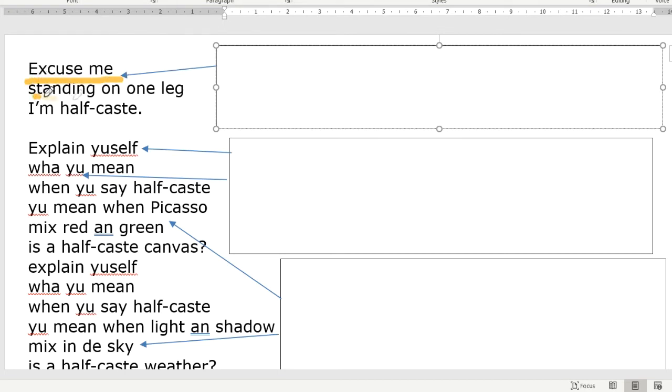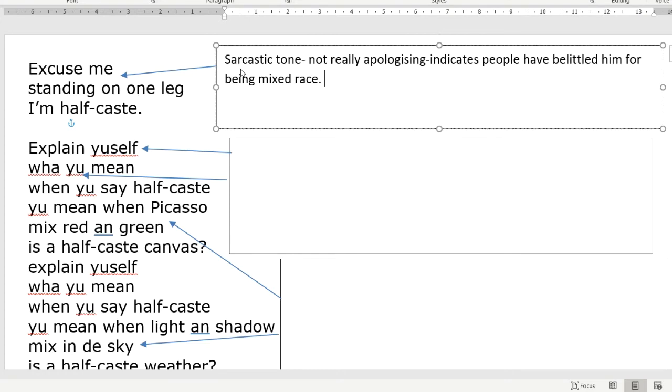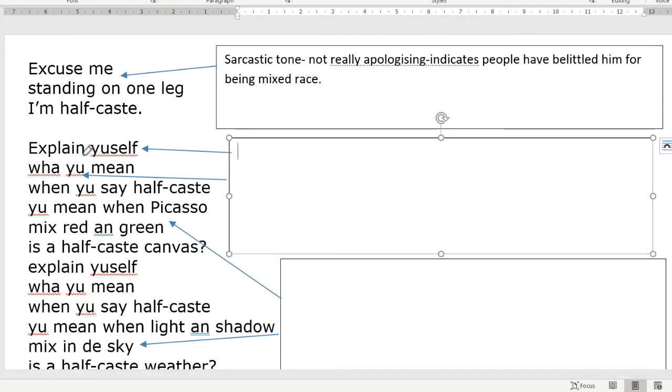So first off, "excuse me standing on one leg, I'm half caste." Here we have a use of a sarcastic tone because John Agard is not really apologising here. He's just indicating that people have belittled him for being mixed race, and so he's sort of throwing that back in their faces.